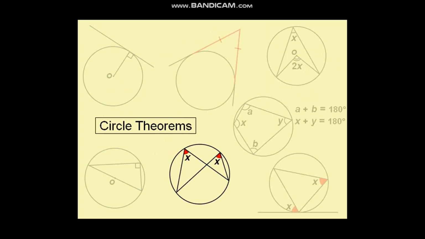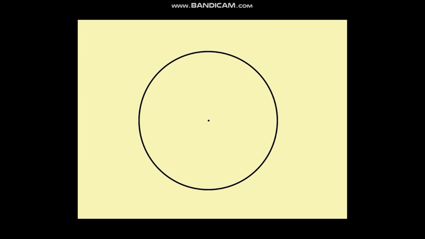Now for the fifth one. Before we look at the circle theorem, I just want to quickly revise what segments are. If we draw any chord on the circle, we make 2 segments, one here and one here.